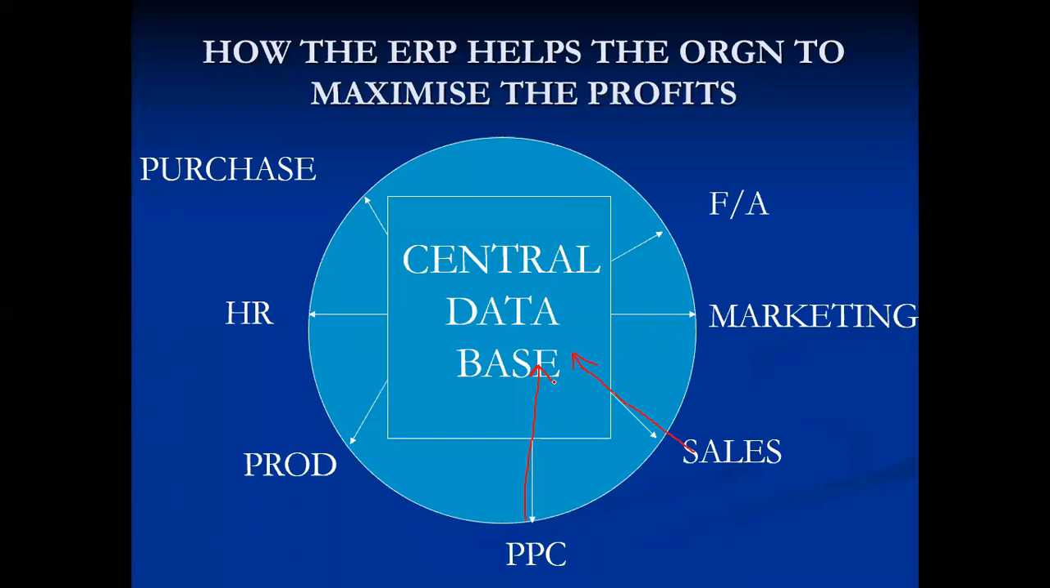Now, let us take the case of the purchase department. Whenever there is a requirement for any material in the production department, the production clerk or the production person or the supervisor will prepare one document which is called a material requisition. That material requisition contains the details of the materials required and the quantity required. Then that is entered into the common database.